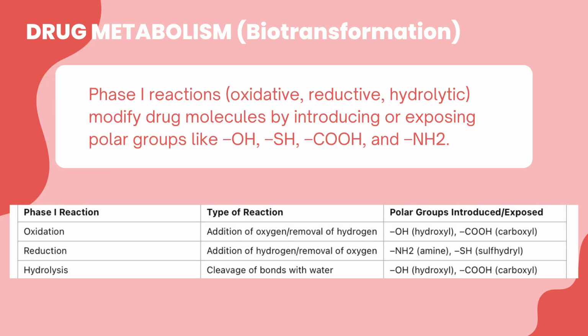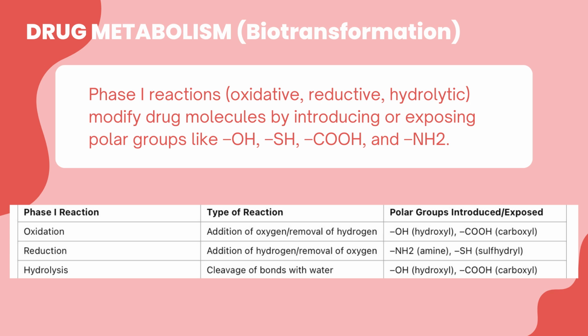Phase 1 reactions include oxidative, reductive, and hydrolytic processes that modify drug molecules. These reactions introduce or expose polar groups on the drug molecule, such as OH, SH, COOH, and NH2. In order: hydroxyl, sulfhydryl, carboxyl, and amino groups. By adding or exposing these groups, the drug becomes more water-soluble and ready for further modification or direct excretion.